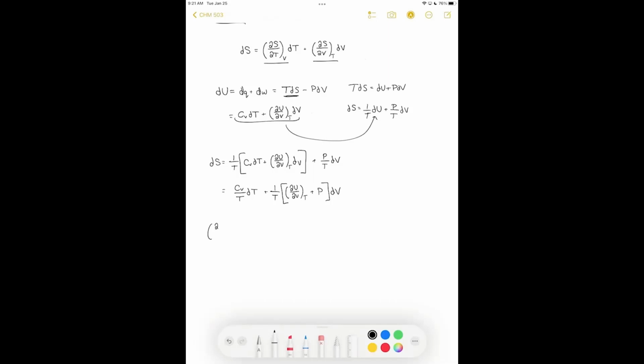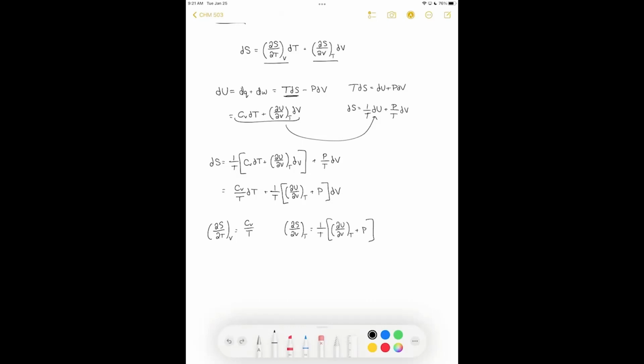So we have that the partial derivative of entropy with respect to temperature at constant volume is simply equal to Cv over T. And this is something that we can measure experimentally. We know the temperature, we can measure the heat capacity, and we can figure out then what dS/dT at constant V is. However, our second term, dS/dV at constant T, is equal to 1 over T times the partial derivative of internal energy with respect to volume at constant temperature plus the pressure. So this is not something that we can get an easy measurement for. We can't just measure this partial derivative in the lab.